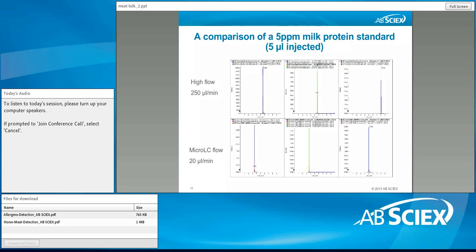This is a screenshot of a high flow compared to micro LC flow of some peptides. This is not meat, this is milk. But you're seeing factors of 3 to 10-fold increase in signal and signal to noise for the peptides when you're running at 20 microliters per minute compared to 250 microliters per minute. So you get a consequent increase in sensitivity running at these low flow rates. This is one of the reasons why I chose to use micro LC rather than high flow LC.